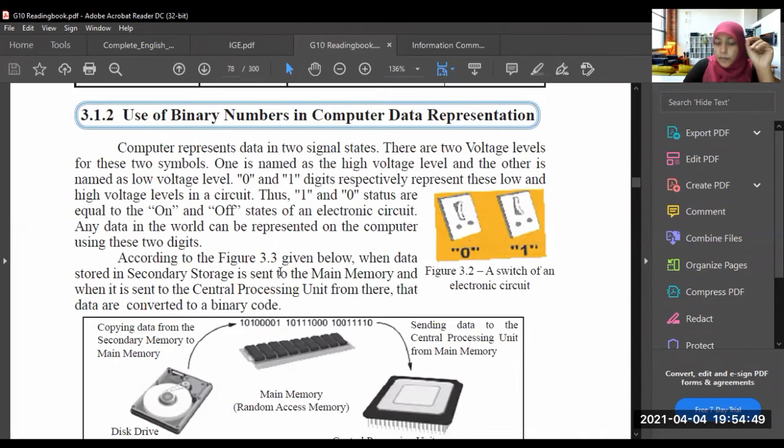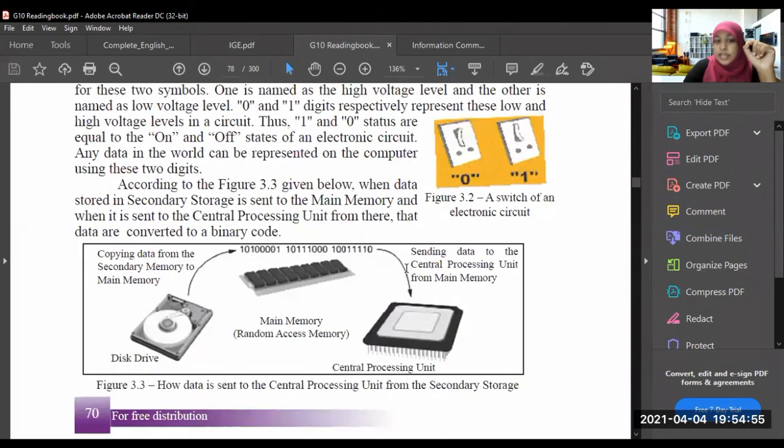According to figure 3.3 given below, when data stored in secondary storage is sent to the main memory, and when it is sent to the central processing unit, from there that data is converted to a binary code. So for example, this is the disk, this is the drive, or hard disk.